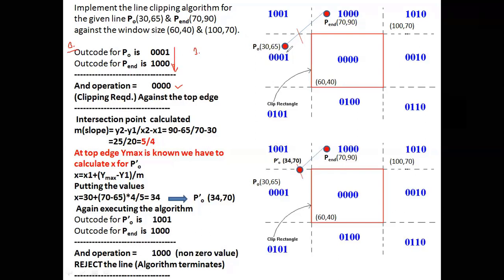So don't go with the visibility of the line. Okay, that it is lying outside. Don't look at the fact that it is going outside, so we don't have to clip it. We have to follow the procedure of the line clipping algorithm.